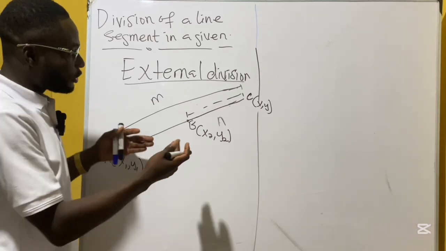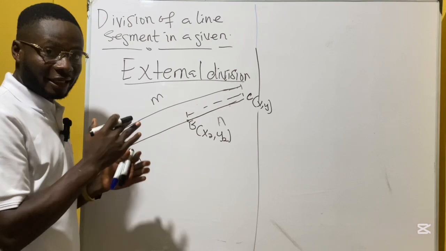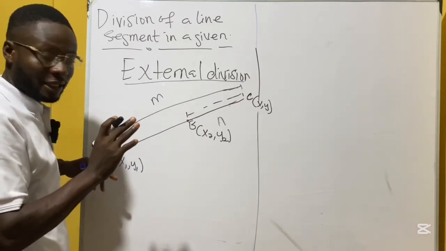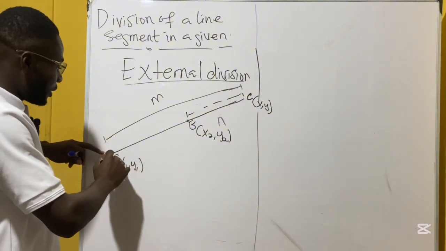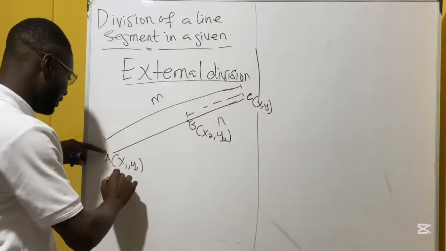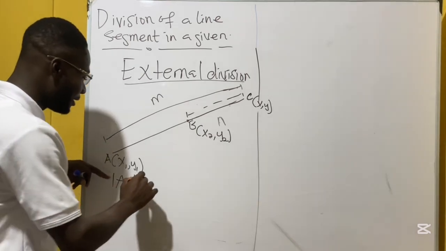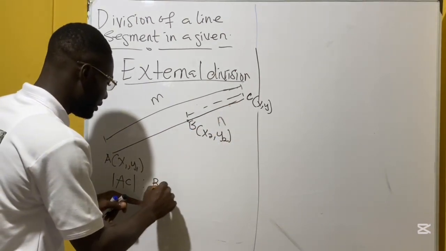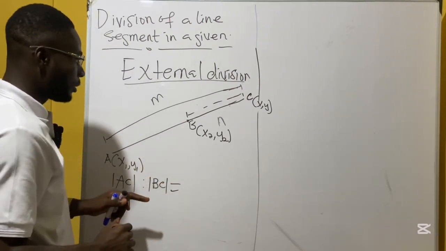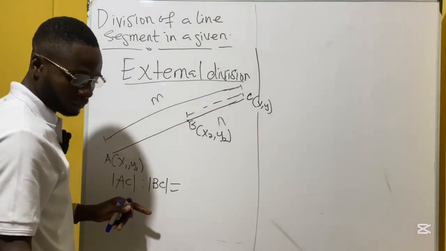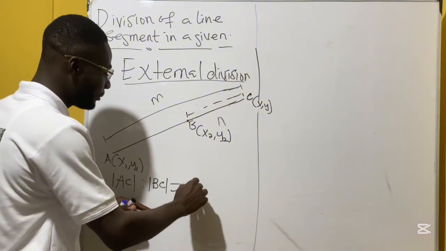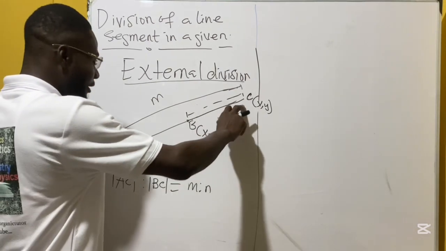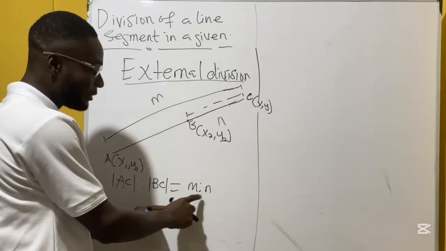So now let's try to calculate the x coordinate and calculate the y coordinate as well. So let's begin. You know that we want to concentrate on the x coordinate first. So with the x coordinate, we know that line AC, that distance AC is to the distance BC will be equal to m is to n, okay?